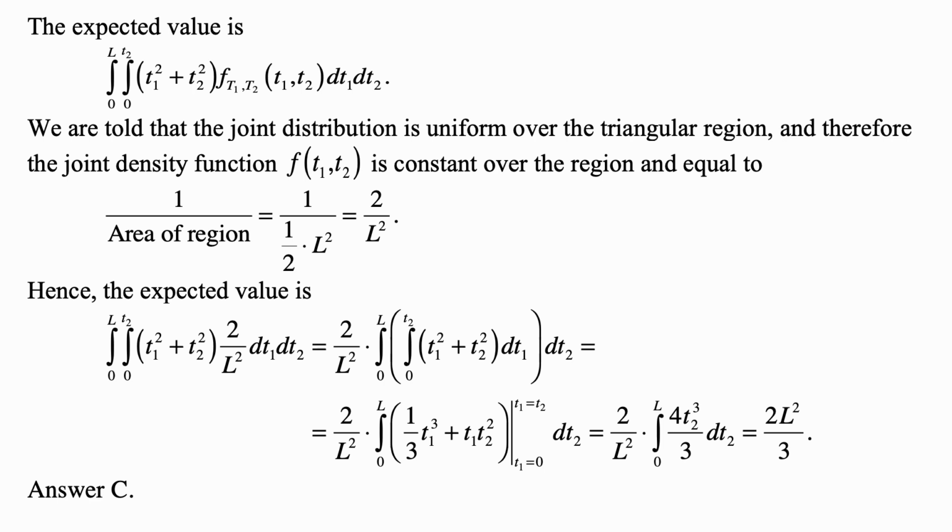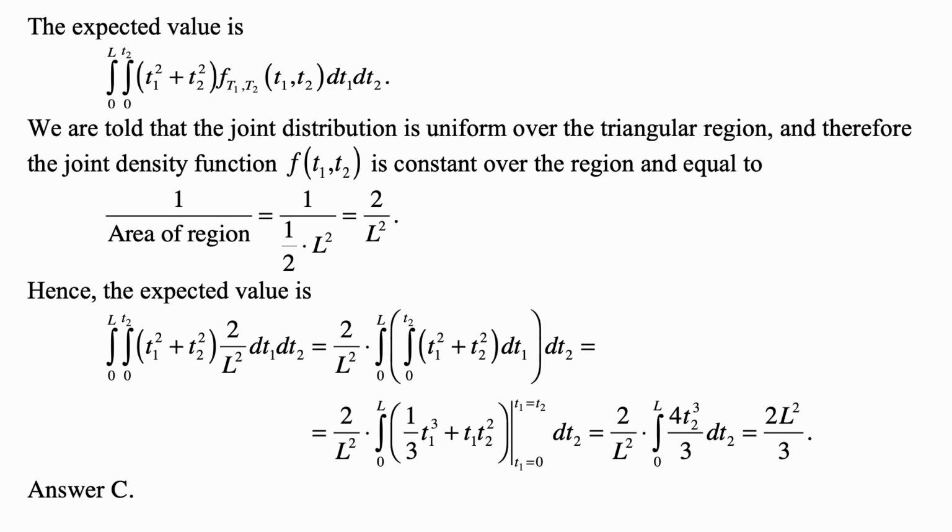Now we are told that the joint distribution is uniform over the triangular region, and therefore the joint density function is constant over that region. In the case of constant density in a bivariate distribution, the joint density function is always equal to 1 over the area of the region where that density is positive. In this case, it's a triangle which is half of a square. The square has the area of L squared, and half of it is 1/2 times L squared. So the joint density is 1 over half of L squared, which is the same as 2 over L squared.